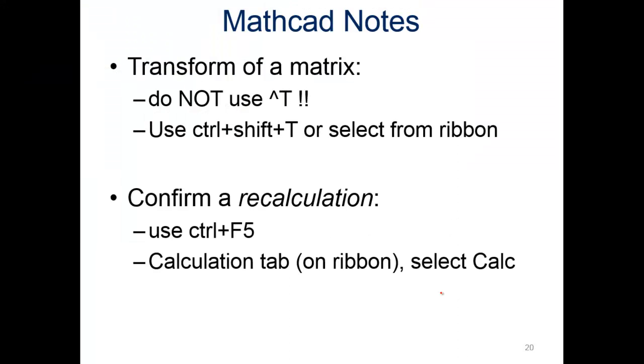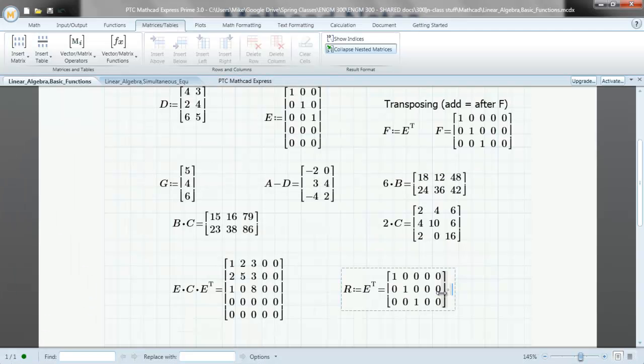All right, the other note I want to highlight, Mathcad should update automatically as it's doing the calculations, but if it doesn't, you can use Control F5, or again go to the calculation tab and select calc. So just let me show you how that works. If I hit Control F5 right now, you can kind of see everything goes gray and then comes back. All right, so that's showing it's recalculating.